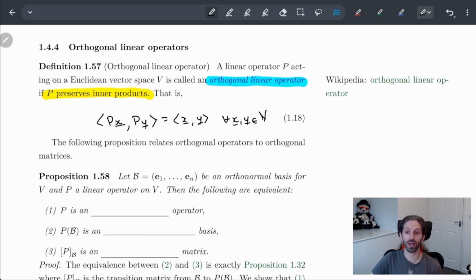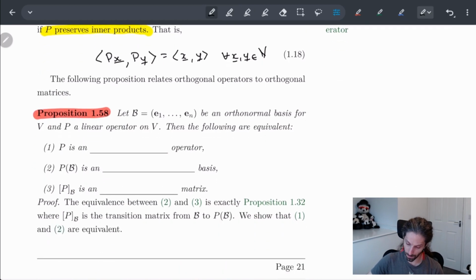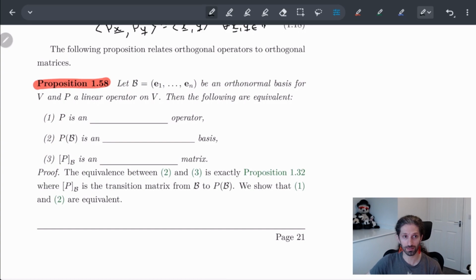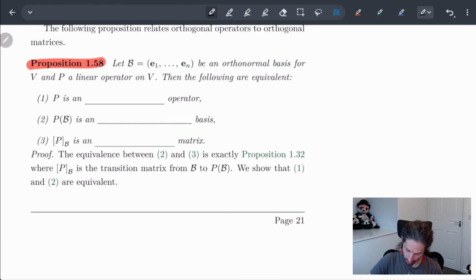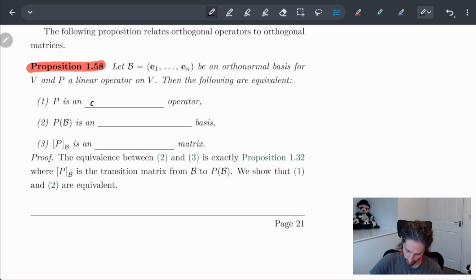And so we're going to look at, okay, how does this relate to everything we've done so far? We're going to look at this proposition, which basically relates all the things we've seen so far to one another. So B is going to be some orthonormal basis. P is our linear operator. Now, the following are equivalent. First, P is an orthogonal operator. So this is basically what we just defined. This is going to be equivalent to P of B being an orthonormal basis.